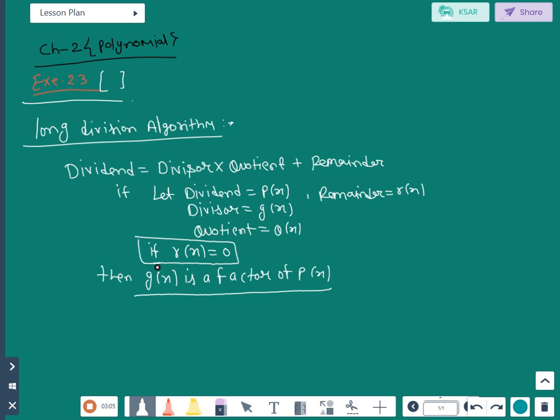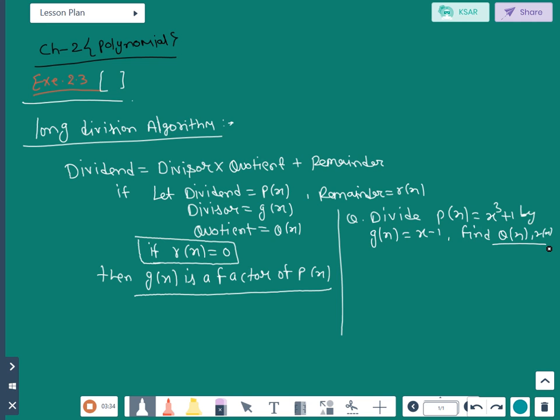Now we will discuss one question. Question is this simple question: divide p of x equal to x cube plus 1 by g of x equal to x minus 1. Find q of x and r of x. You will find out its quotient and its remainder.